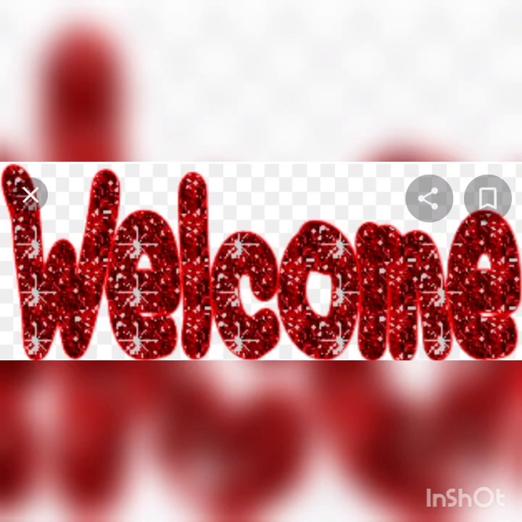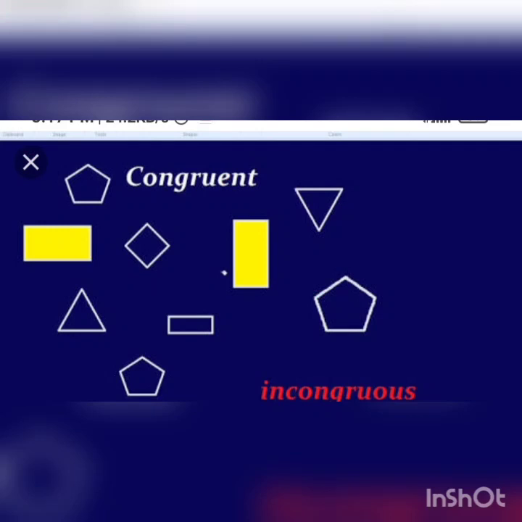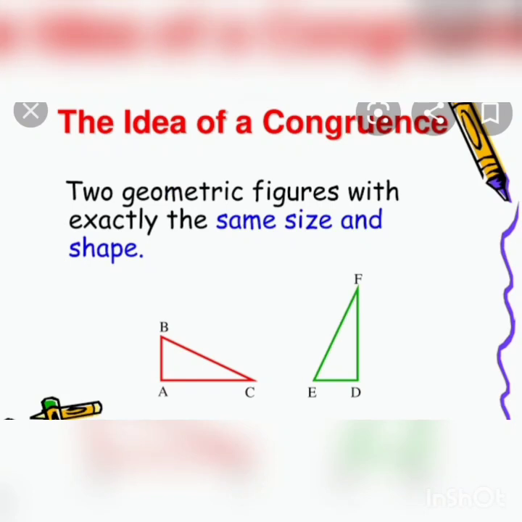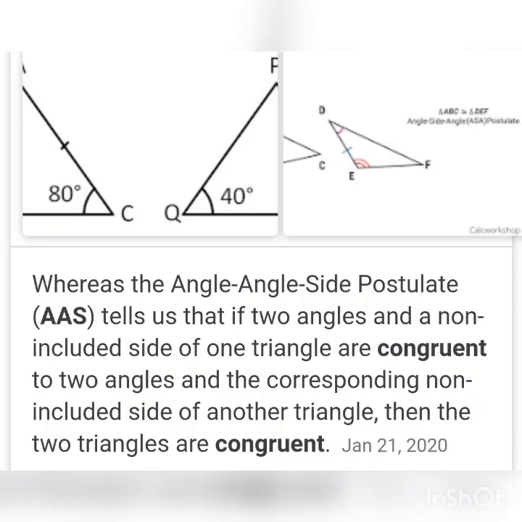Today we shall discuss a question from the topic congruence of triangle. What do you mean by congruent figures? Two figures are said to be congruent if they have same size and same shape. Now let us watch this video.